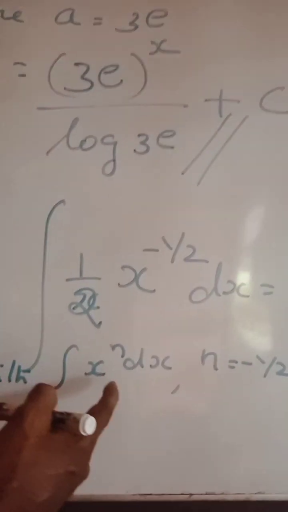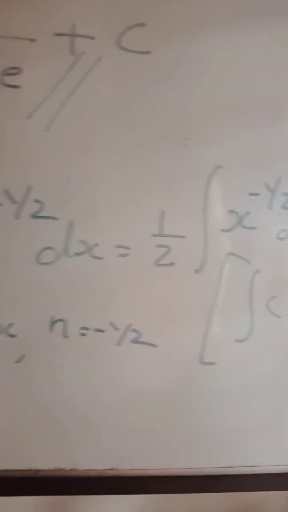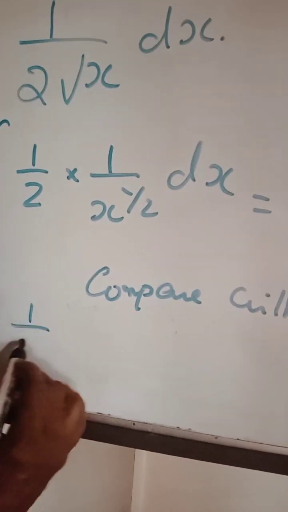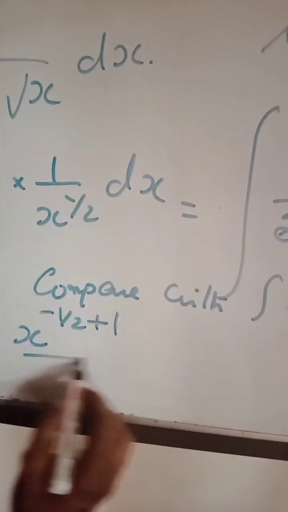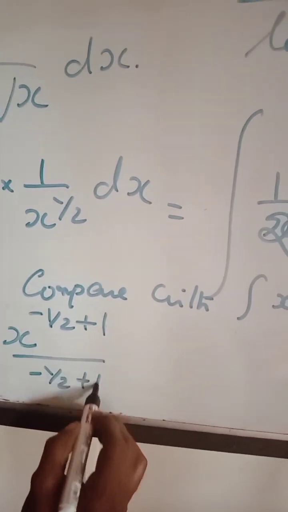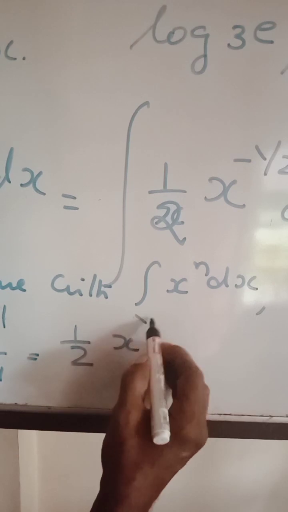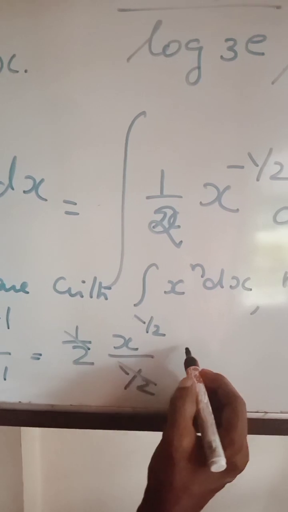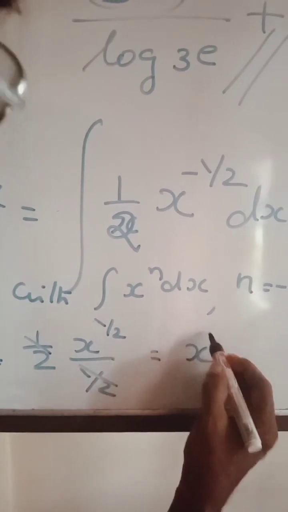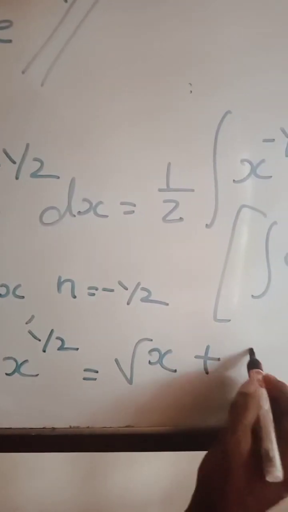This we compare with integration of x raised to n dx. Here n is equal to minus 1 by 2. Therefore, this is equal to 1 by 2 into x raised to minus 1 by 2 plus 1 divided by minus 1 by 2 plus 1. This is equal to 1 by 2 into x raised to 1 by 2 divided by 1 by 2. This 1 by 2 should be cancelled. Therefore, this is equal to x raised to 1 by 2, which is equal to root x plus c, which is the constant of integration.